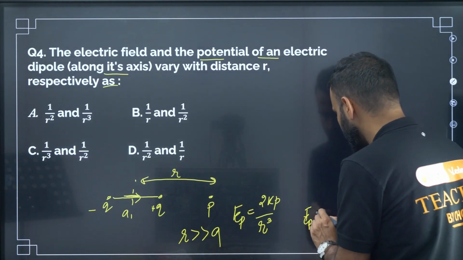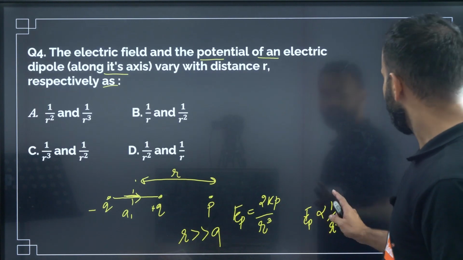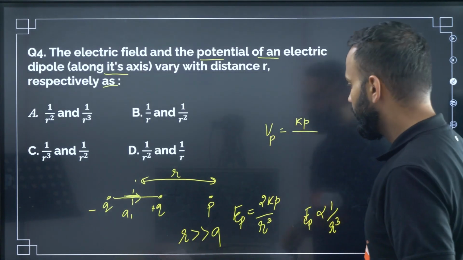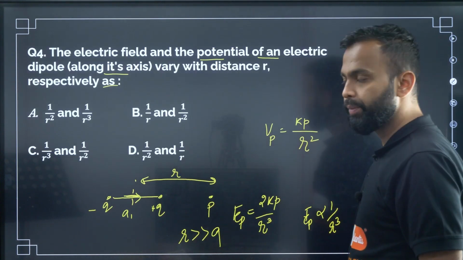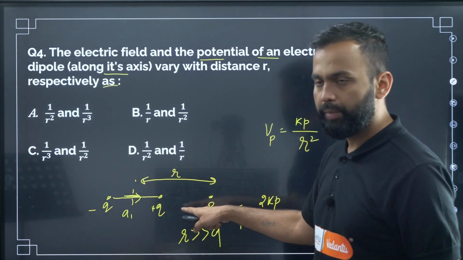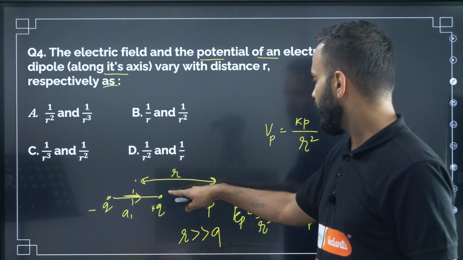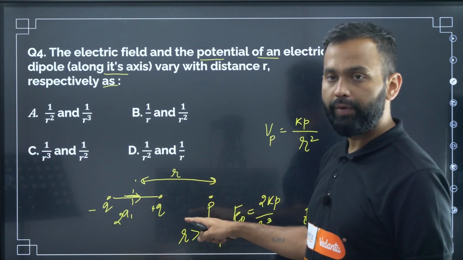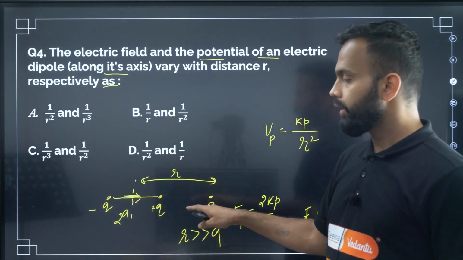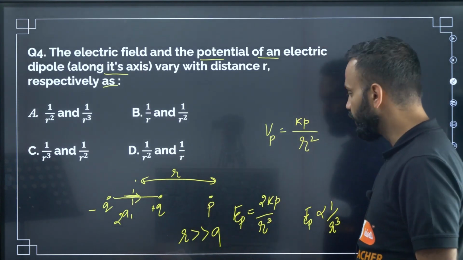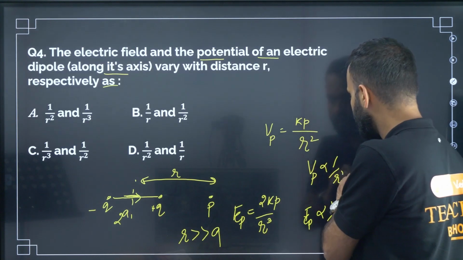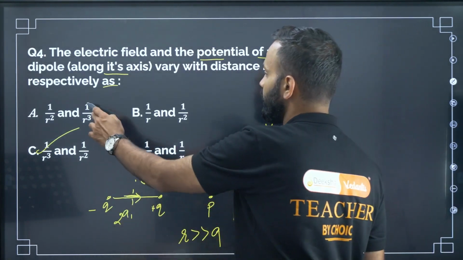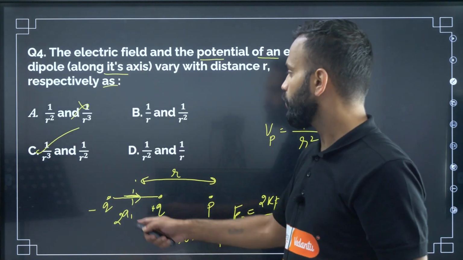So the electric field at point P is directly proportional to 1 by r cube, or inversely proportional to r cube, right? And the potential at point P is kp divided by r square. What is the potential at point P due to plus q? It will be k into q divided by r minus a. Potential at point P due to minus q is k into q divided by r plus a. Solve this, you will get kp by r square, right? So potential at point P is inversely proportional to r square. So the correct option is C. Okay, 1 by r cube and 1 by r square, not A. They are asking just the electric field and then the potential due to a dipole. So 1 by r cube and 1 by r square.